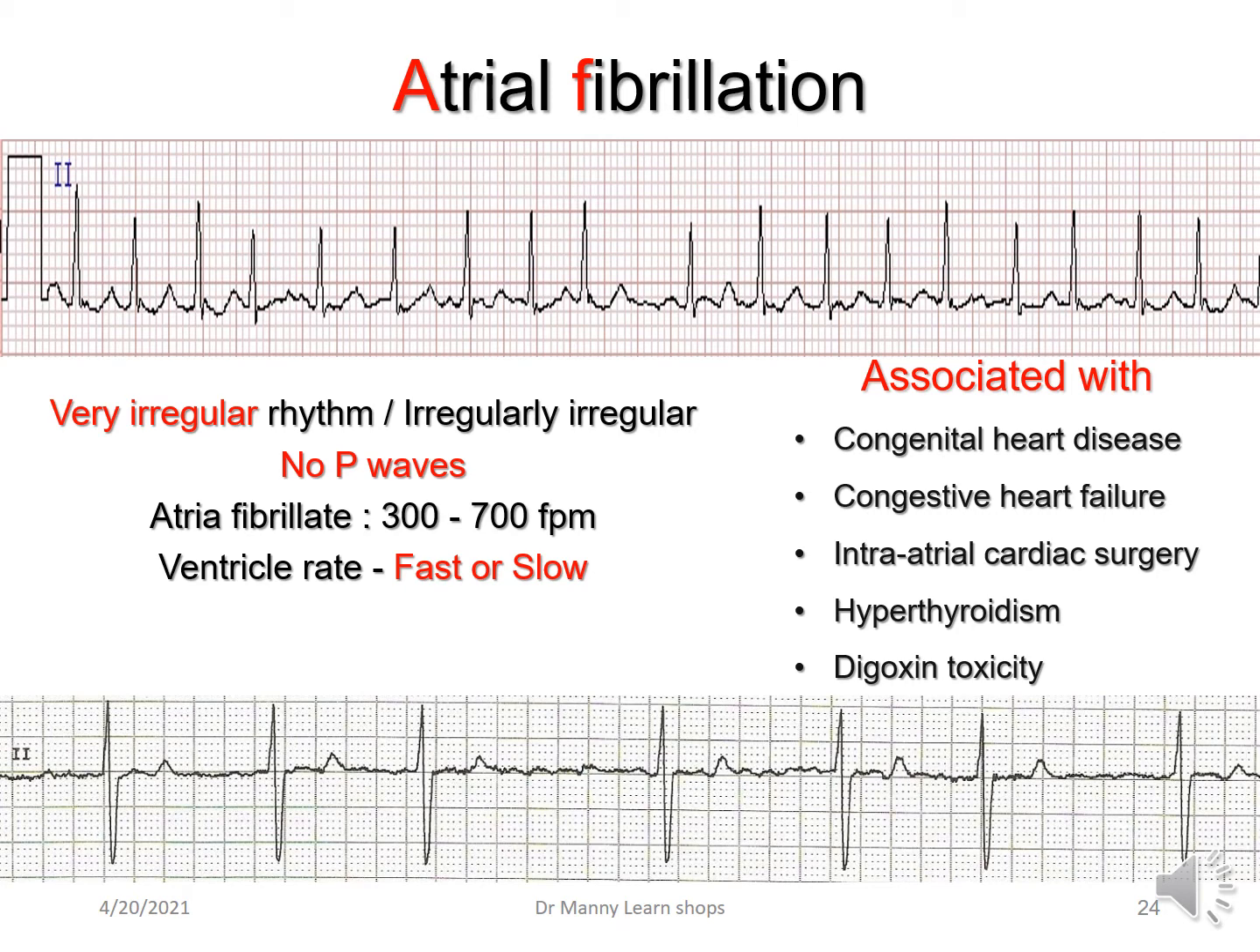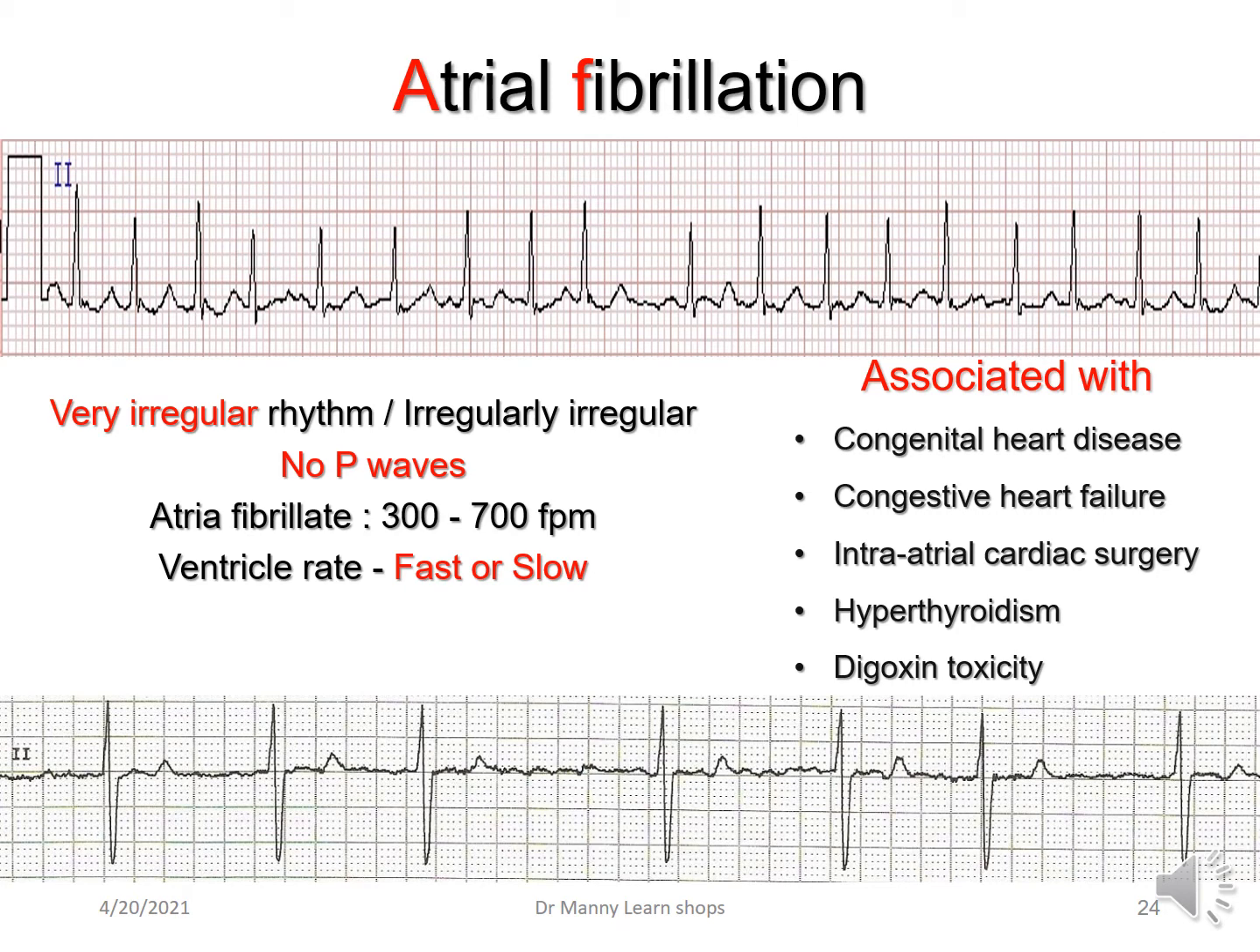Atrial fibrillation is referred to as being very irregular as a rhythm. There are no P waves. Instead, there are what are called fibrillatory waves, wiggly lines, because the atria are actually fibrillating between 300 and 700 fibrillations per minute. And depending on how the ventricle responds to that, it can be fast or slow. So the ventricular rate can be fast or slow.